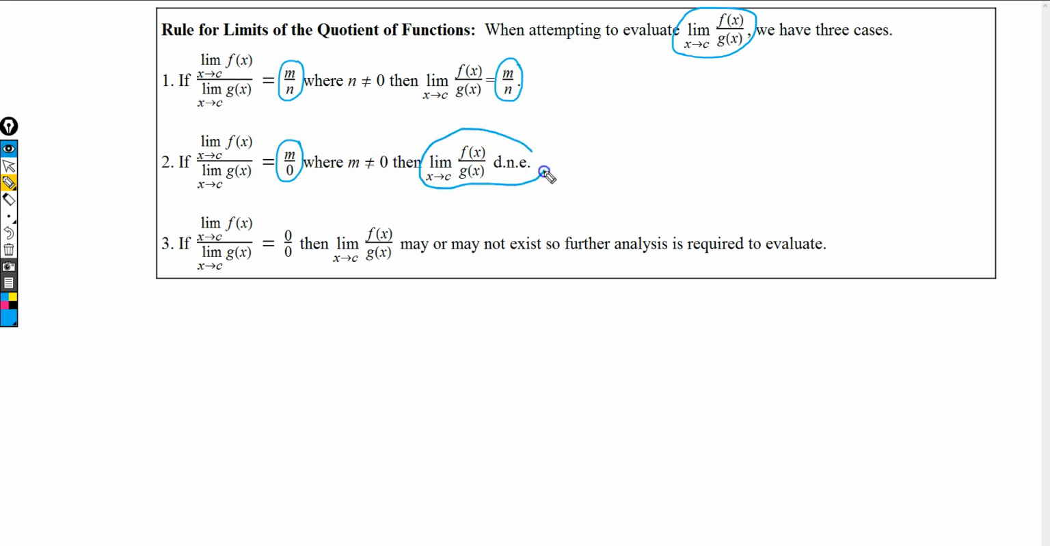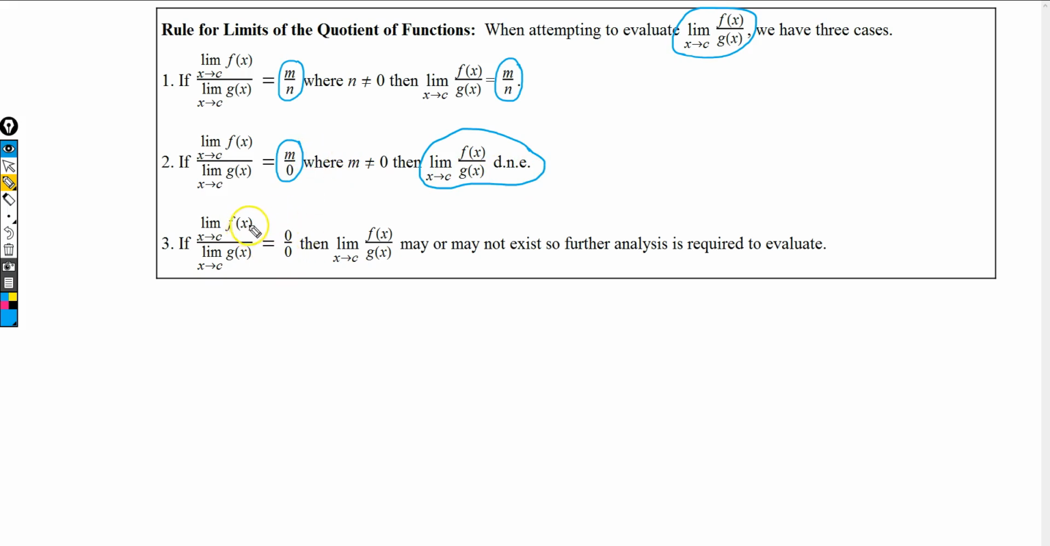There is no hope for it. It's going to DNE. Now later on we'll specify a type of DNE in this case. It could be a positive infinity or a negative infinity type of DNE, so we'll look at that soon in another video. But for right now we can just say it does not exist in this case.